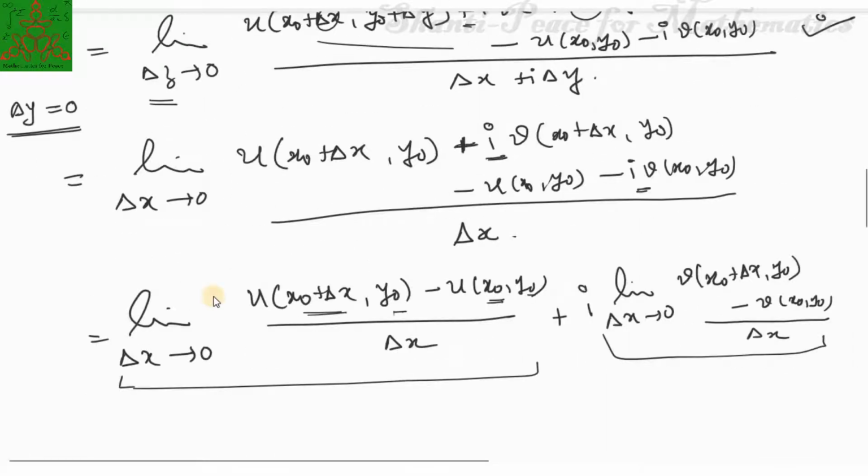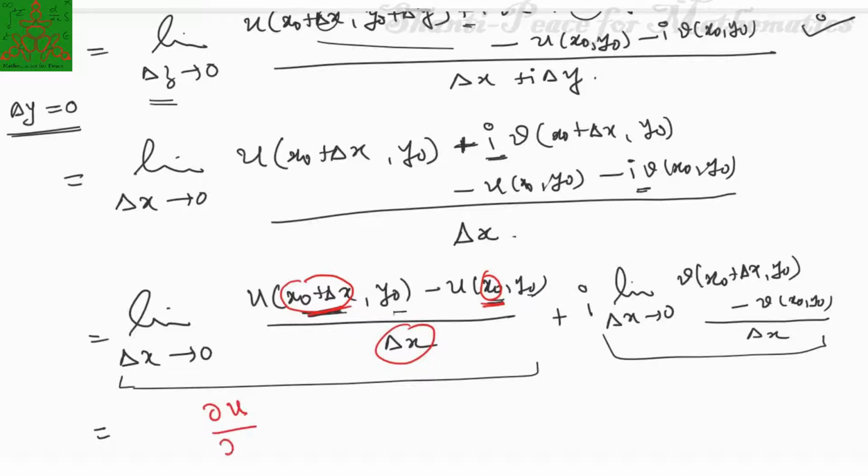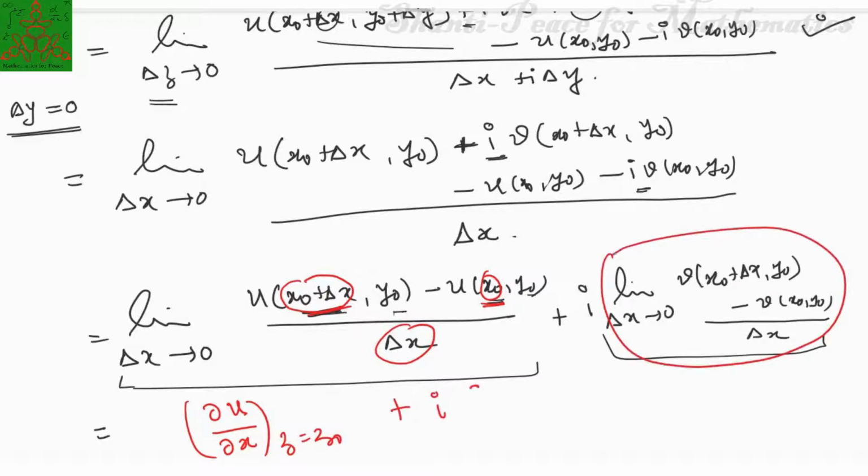Now what is this quantity? We have to observe that here we have taken a change in x, because this is x0 plus delta x and x0 upon delta x. So this is nothing but the partial derivative of u with respect to x at point z equal to z0, and in a similar manner this side is del v by del x at point z equal to z0, and this quantity is nothing but f dash of z0. We call this equation 1.